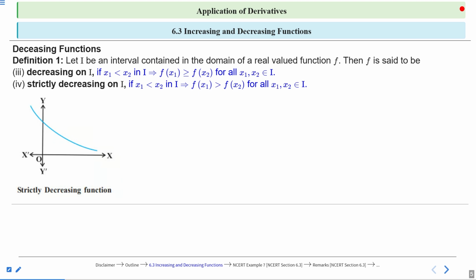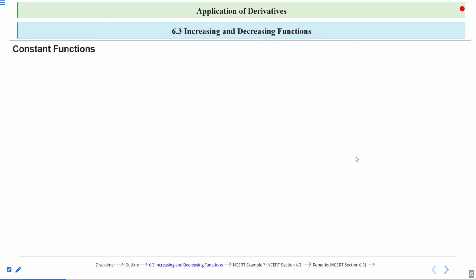Fourth, strictly decreasing on I: if x1 less than x2 in I, this implies f of x1 greater than f of x2 for all x1, x2 belonging to I, right? So you can see the graph of a strictly decreasing function, right? So let us now see increasing and decreasing.